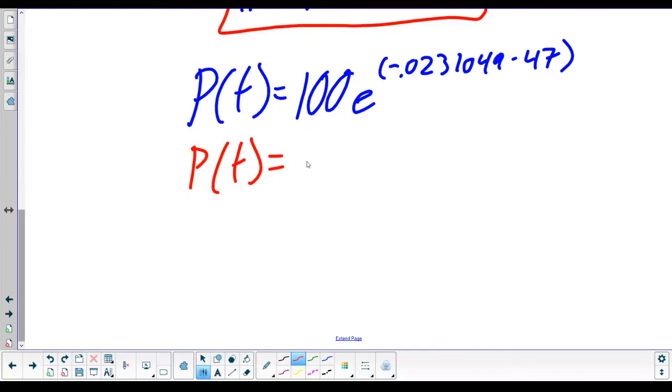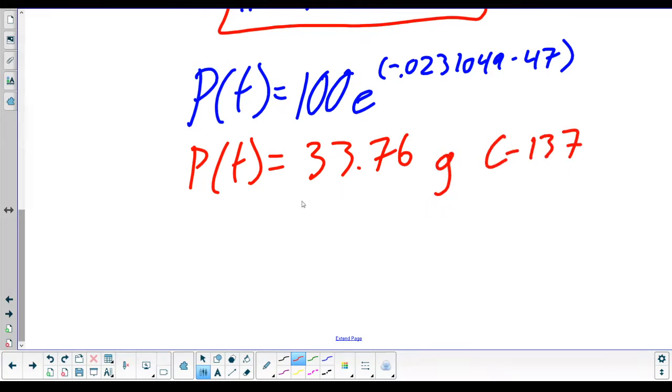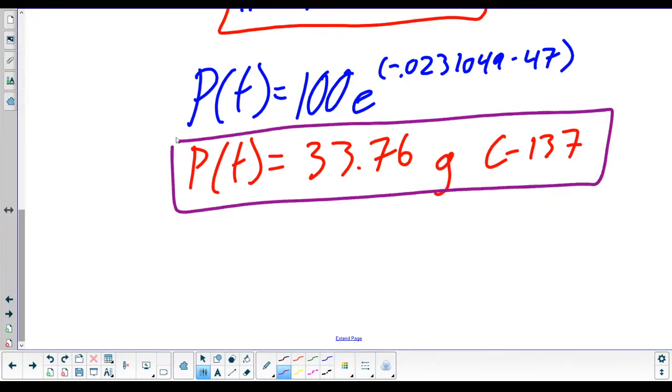The number it does spit out, just so the people at home know, is 33.76, and I'm rounding a little bit there. And that's grams of cesium-137. Cool, there you go. That's how much of your rock you're gonna have left after your 47-year career. Cool. All right, let's go do a growth one.